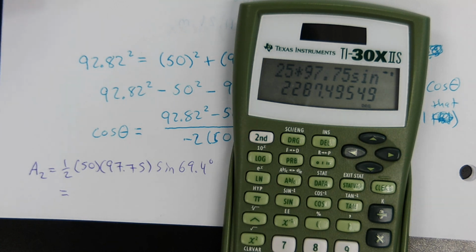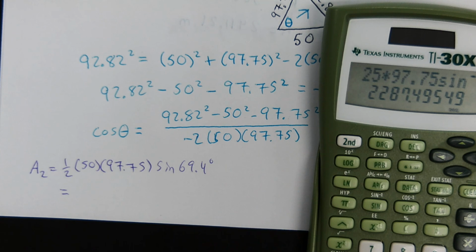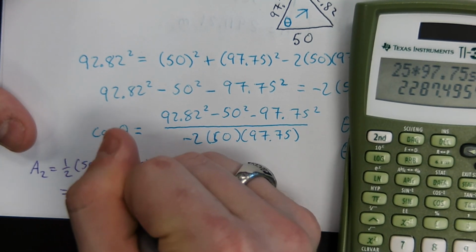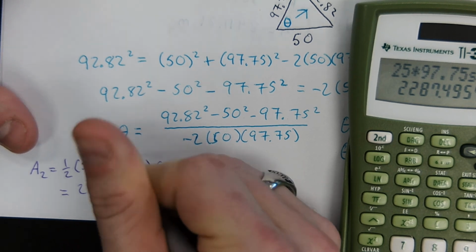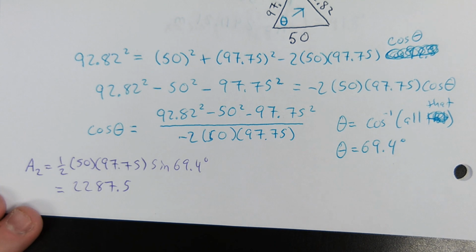Why is this number so big? Oh, it's an area. Okay. Whew. I thought I was having a stroke for a second. So 2287.5. It's right in between the amounts for the other areas. I was thinking it was a side length, and I was like, holy cow, what's wrong here?